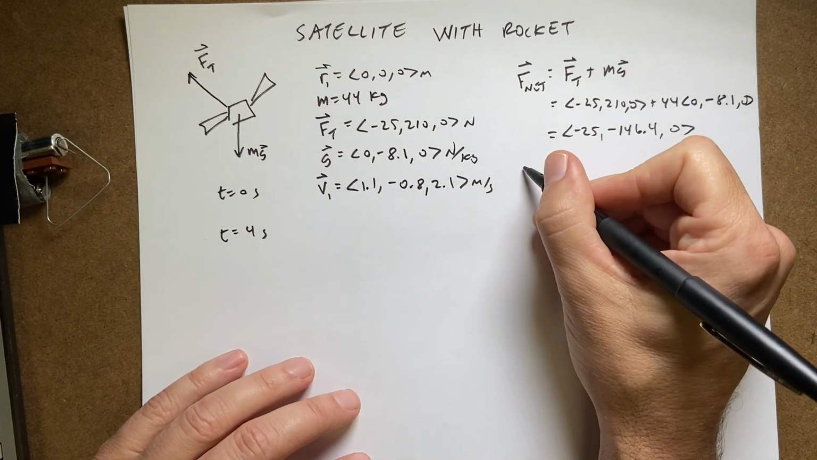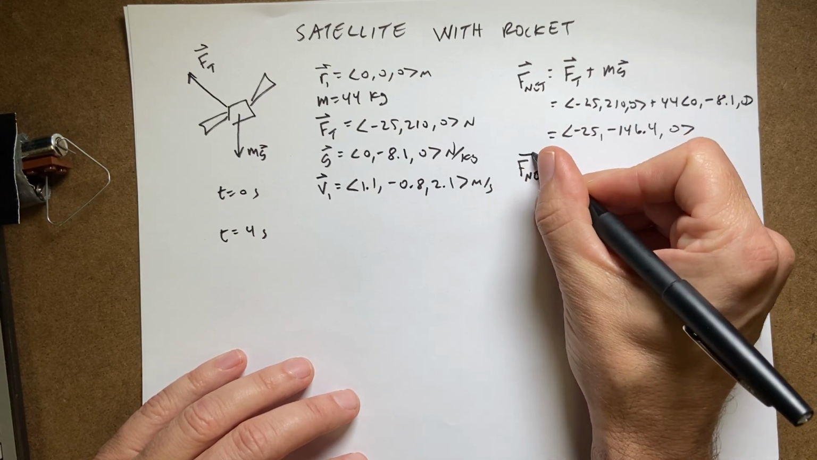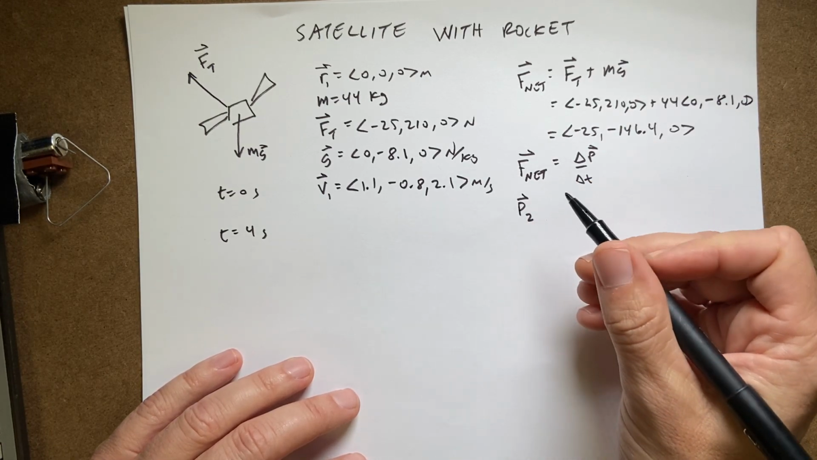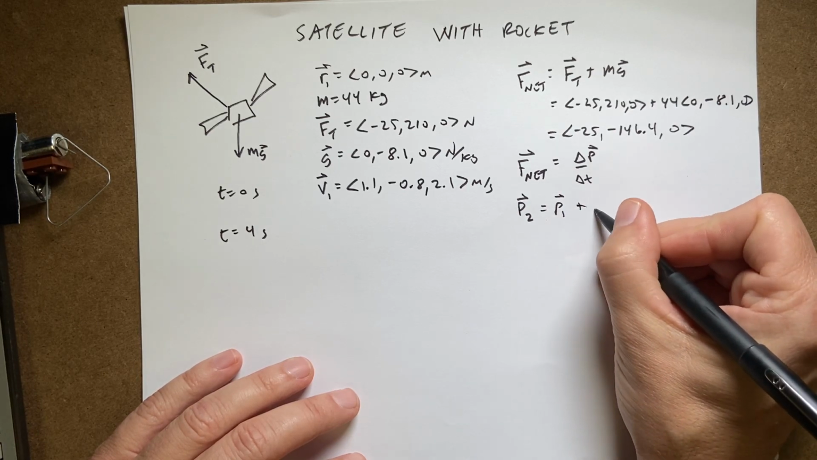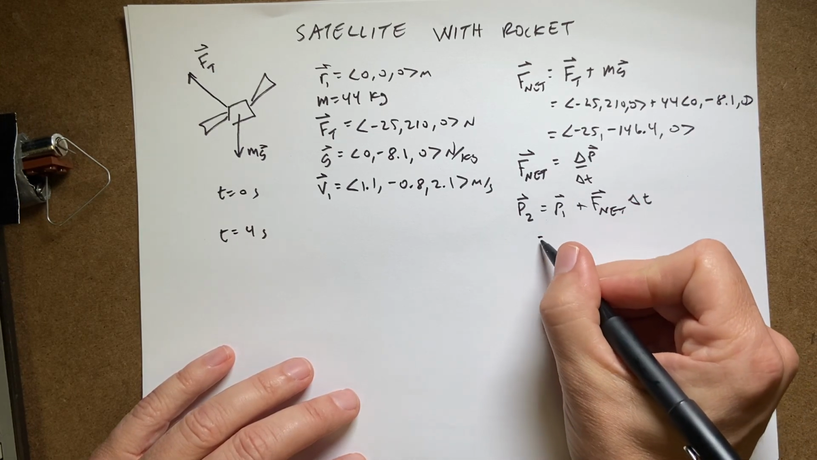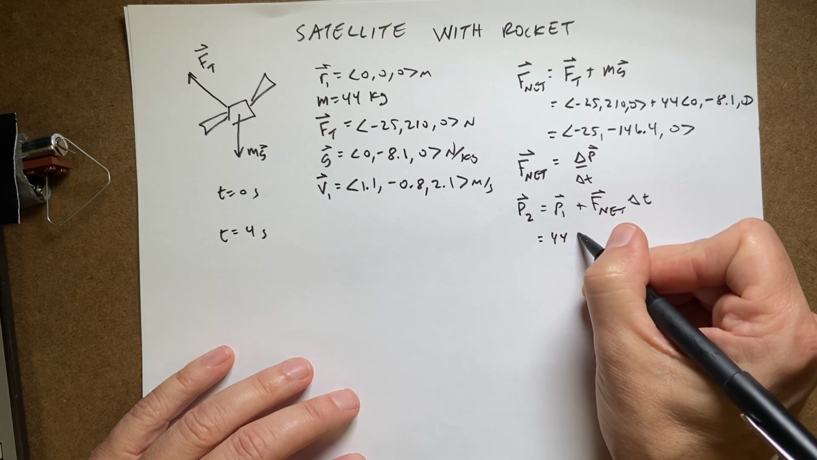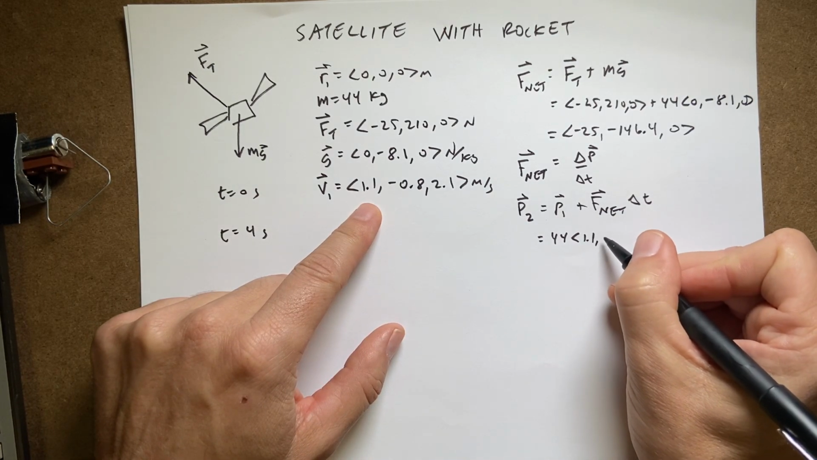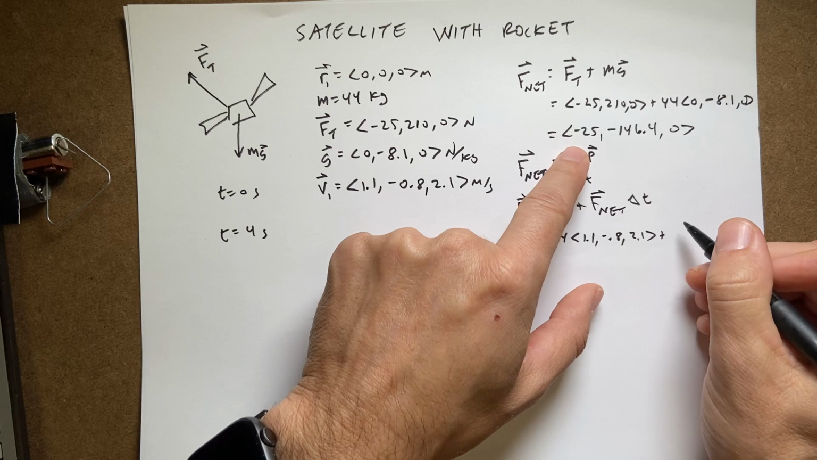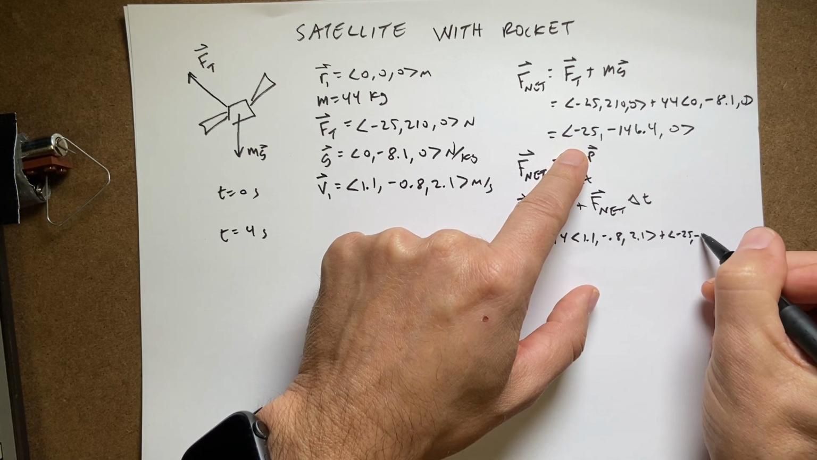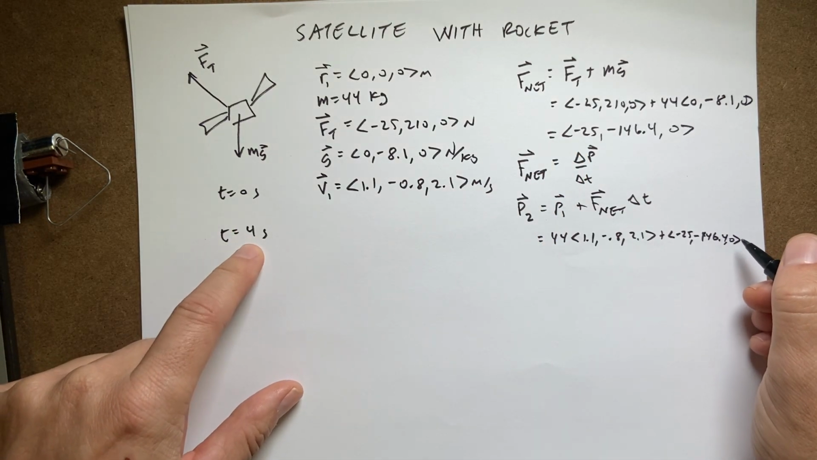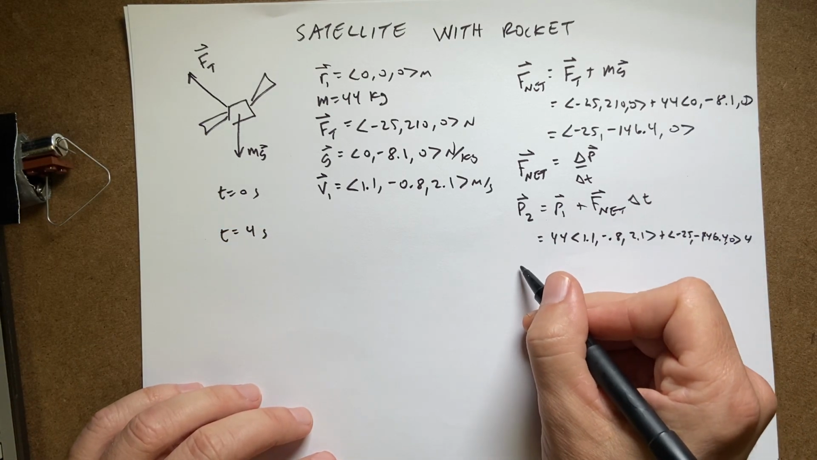Now I need to use the momentum principle. So the momentum principle says F net is delta P over delta T. Or P2, which is what I'm trying to find, is equal to P1 plus F net delta T. So P1 is going to be equal to the mass, 44, times the velocity, 1.1, negative 0.8, 2.1, plus F net, negative 25, negative 146, I know I'm going to run out of room, 0 times the time interval, delta t, of 4 seconds. So 4 minus 0.